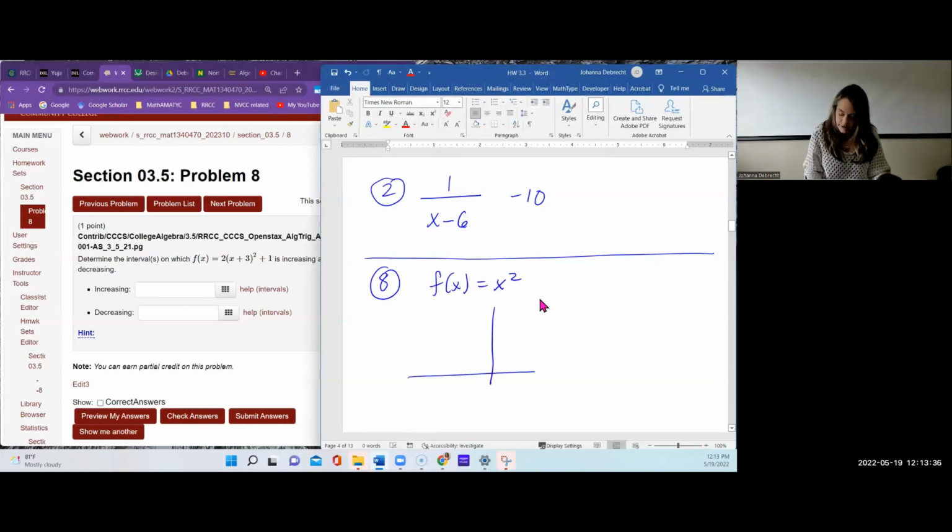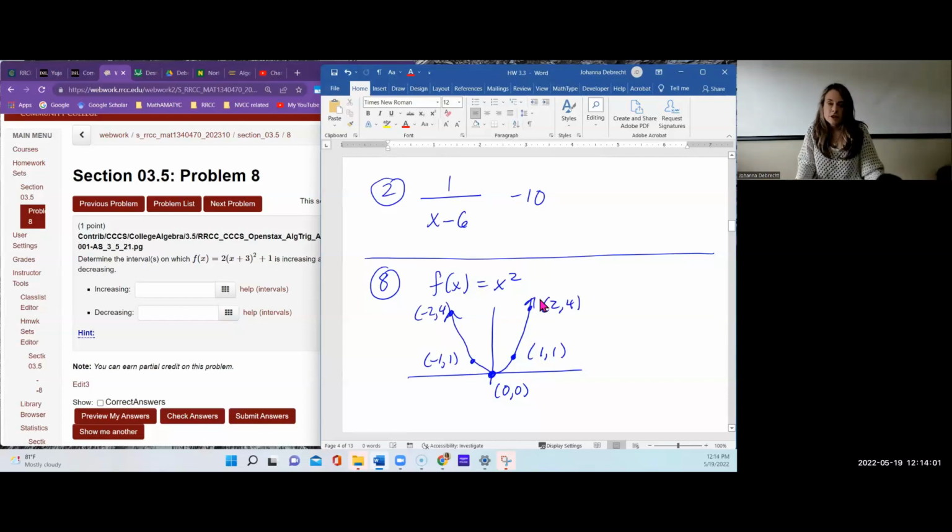The normal graph of x squared, remember from our toolkit function, and no, I can't draw very well, so you'll have to use your imagination, normally goes through 0, 0, right 1, up 1, left 1, up 1, right 2, up 4, and left 2, up 4. This is our toolkit function for the parabola x squared.